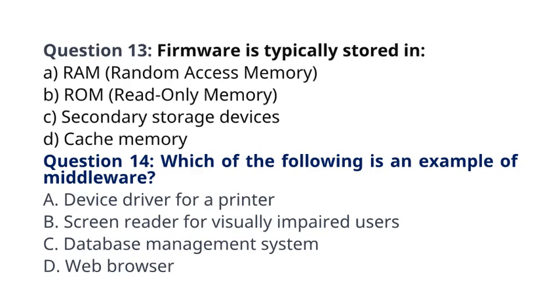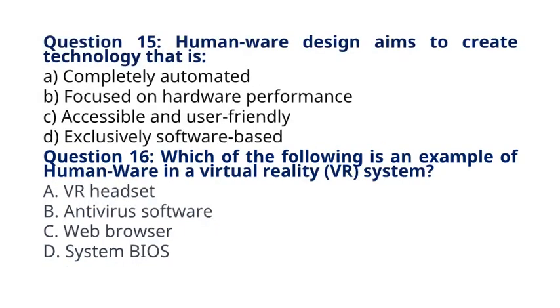Question 14. Which of the following is an example of middleware? A. Device driver for a printer. B. Screen reader for visually impaired users. C. Database management system. D. Web browser. The correct answer to question 14 is option C. Database management system. Explanation: Middleware includes software like database management systems that facilitate communication and data exchange between different software applications.